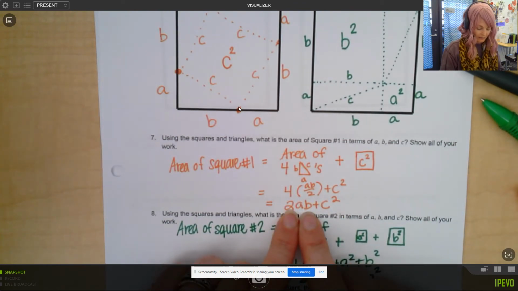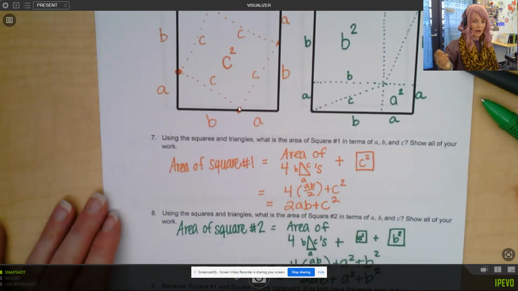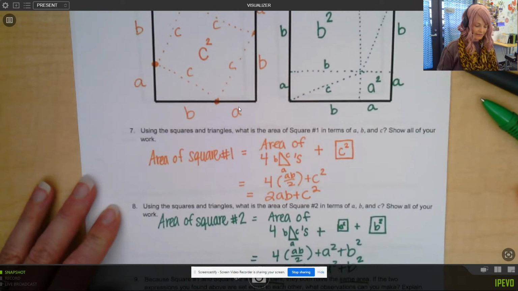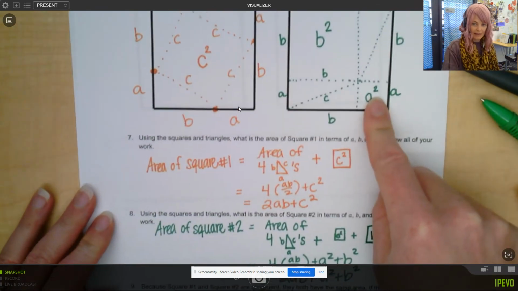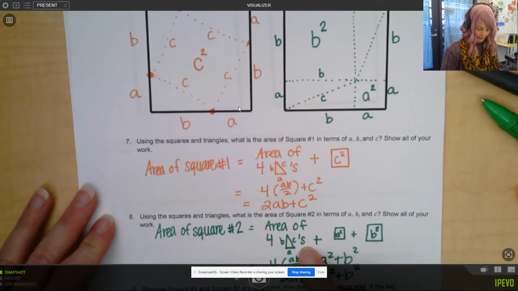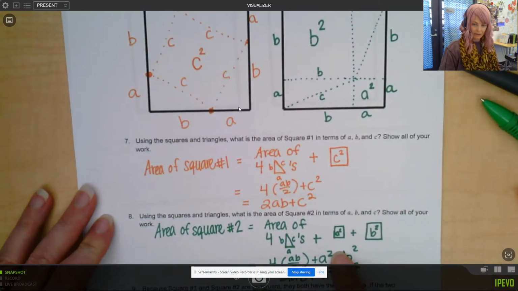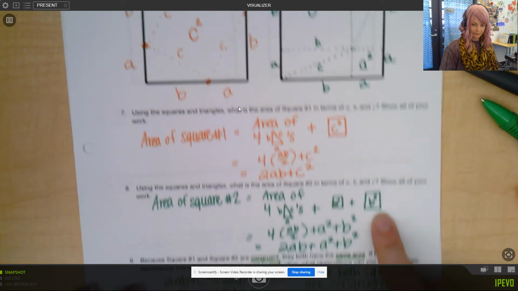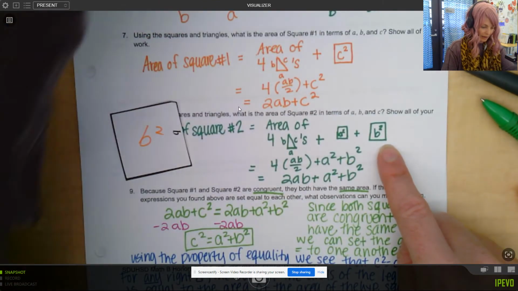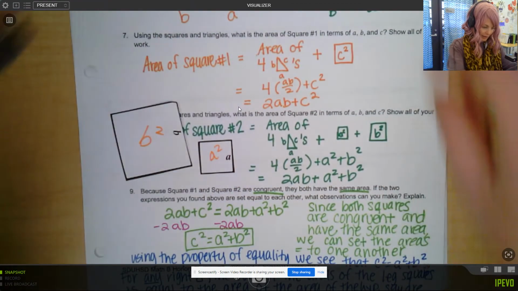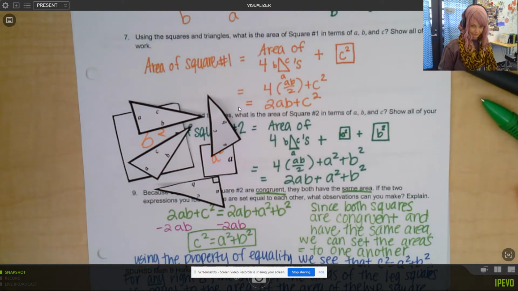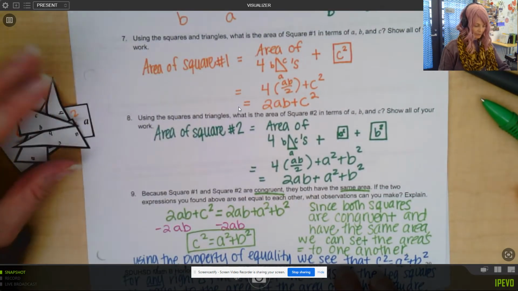So I have 2ab plus c squared. So that's the area of my first square. And then the area of my second square, well, if I take the parts apart, I have my 4 triangles again. I have my 1a squared, and I have my 1b squared. So notice I have my b squared, I have my a squared, and I have my 4 triangles. Maybe yours are taped or glued down.